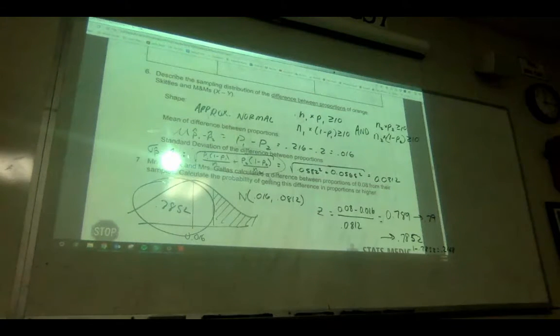All right, flip over, let's finish this up. Wait, what did you say that number was? That's the probability of getting a difference in proportions of 0.08 or higher in two samples.